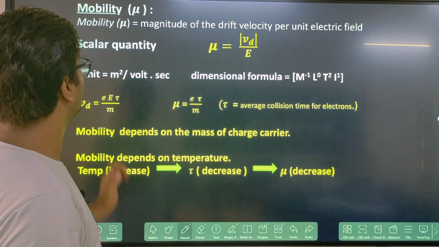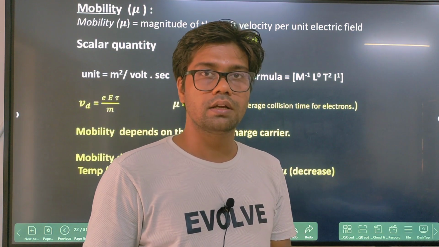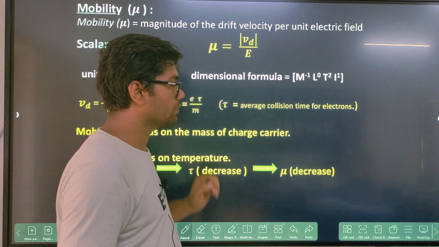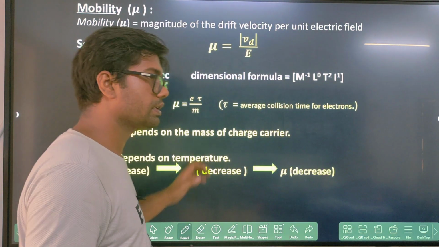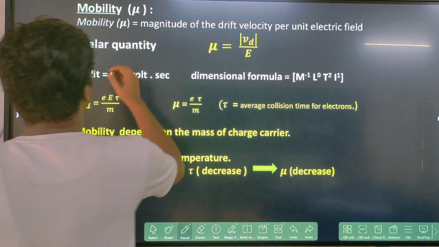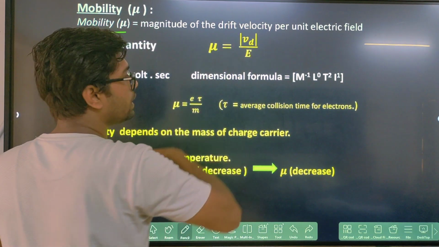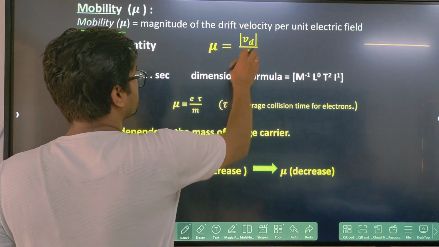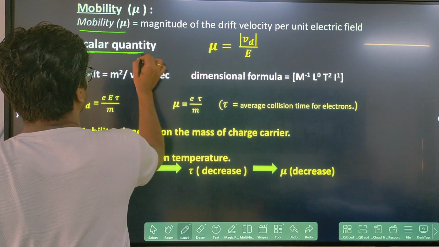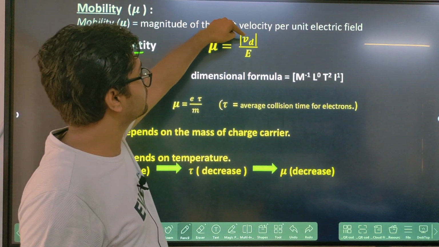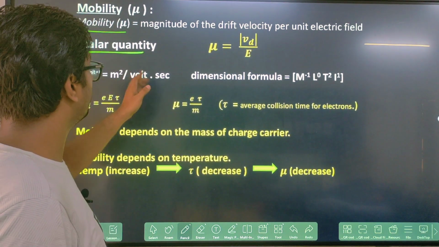Done, right? Now we will define another term called mobility, and it's a very important physical quantity, because in conductors as well as semiconductors it has importance. Mobility is basically defined as the magnitude of drift velocity per unit electric field, and it's a scalar quantity. And the unit, this is velocity per unit electric field, will come out as meter square per volt into second.